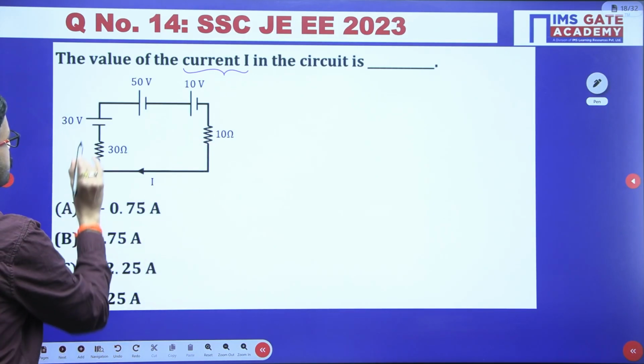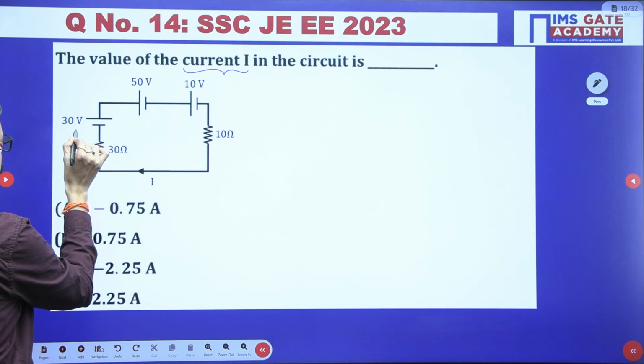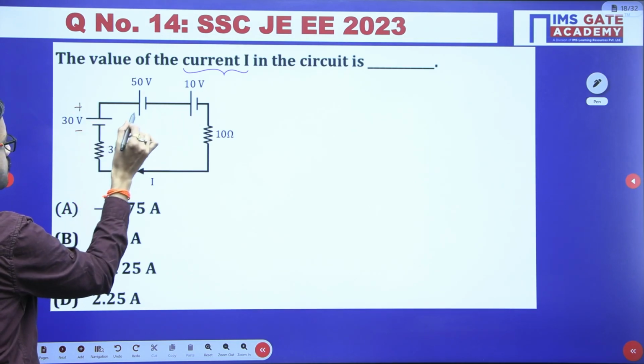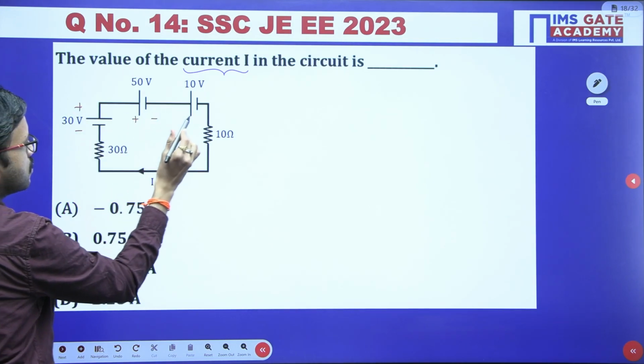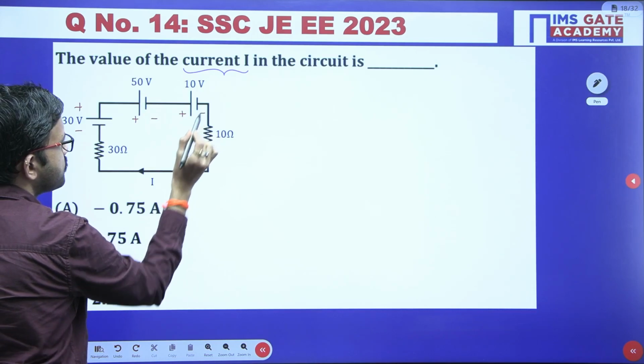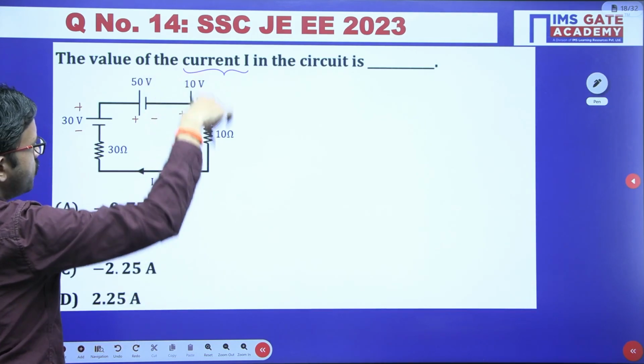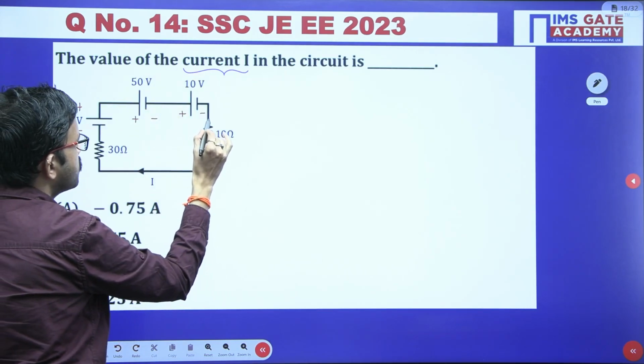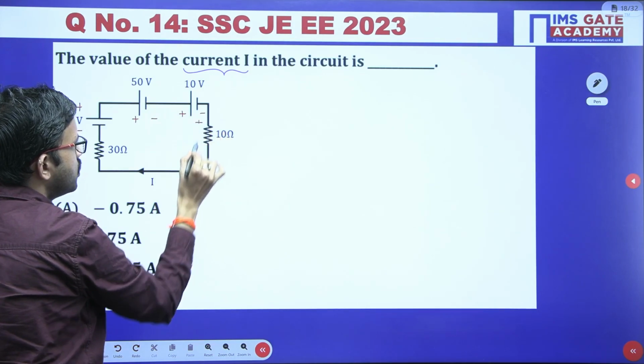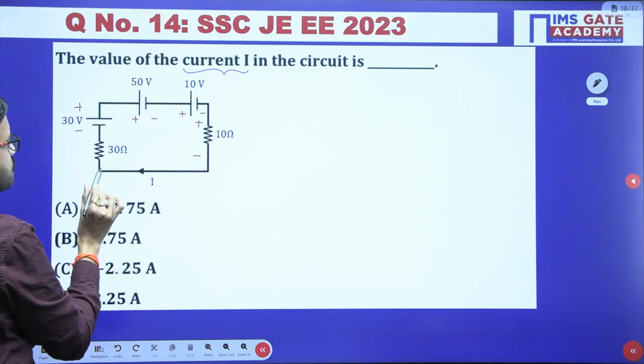Here I am mentioning the polarities. Here minus, plus, plus, minus, then plus, minus. Since current is flowing like this, voltage polarities you are getting like this, plus, minus.